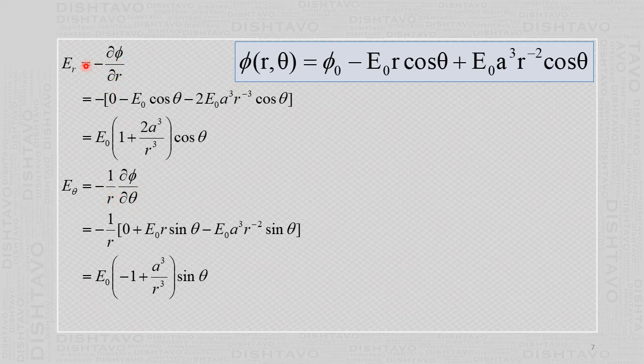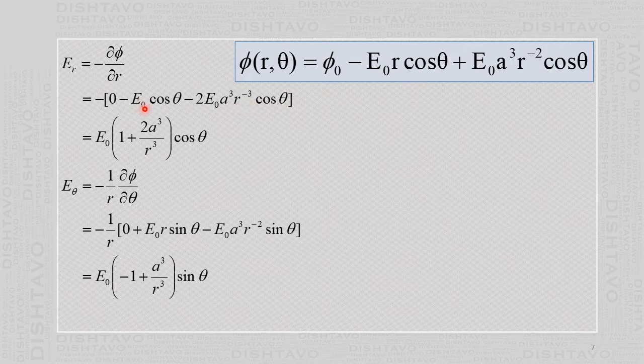Now here, let us consider E r equal to minus dou phi by dou r. So the minus sign is here. Then differentiate this with respect to r partially. So the derivative of phi naught is 0. Minus E naught cos theta is constant because it is a partial derivative with respect to r. R is a variable, theta is constant. So minus E naught cos theta comes as a multiple. The derivative of r with respect to r is 1. Then here E naught A cube cos theta comes as a constant multiplier. The derivative of r raised to minus 2 with respect to r is minus 2 as a multiple, and the power of r reduces by 1, so minus 2 minus 1, that is minus 3.